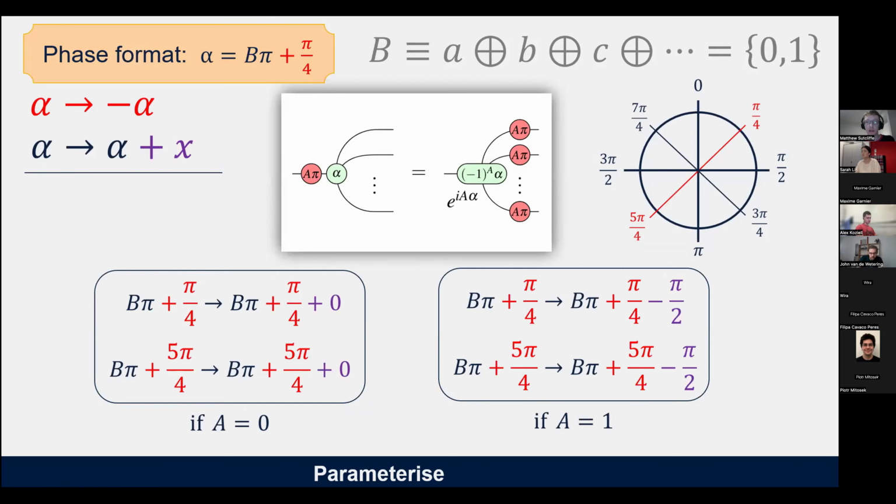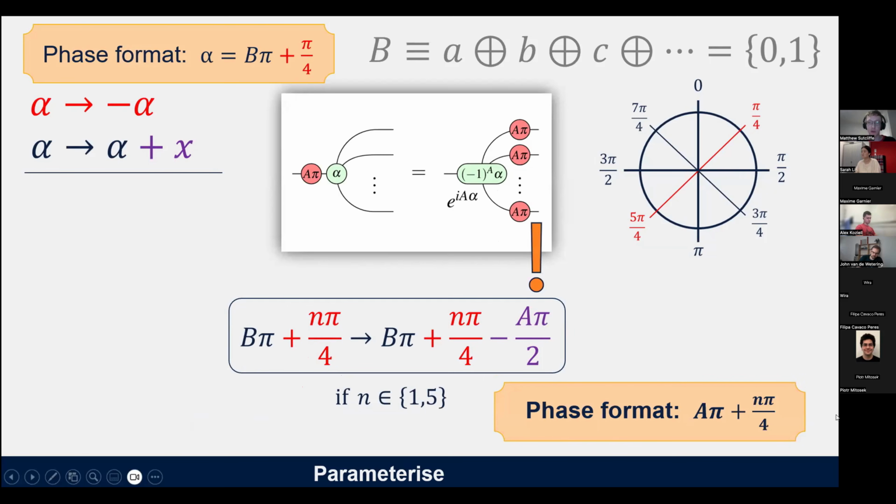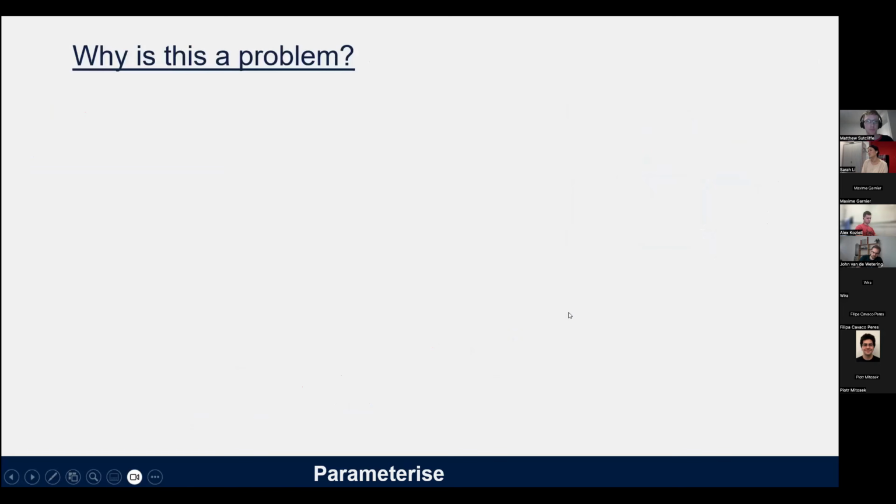So if the constant part is, say, plus pi over 2, plus pi over 4, and we want to flip the sign conditionally if A is 1, then to flip pi over 4 to minus pi over 4, we're subtracting pi over 2. So we've added this conditional minus a pi over 2 term, which is inconsistent with the phase format that we mentioned, because now we've got these fractional coefficients on our Boolean terms. So why is that a problem?